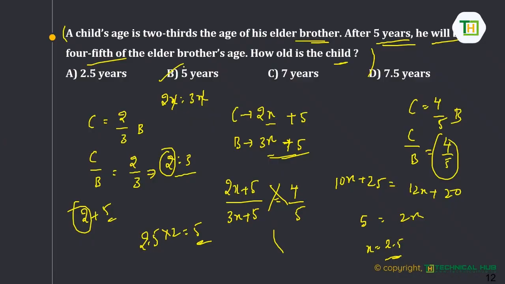Here I am not asking what the brother's age is. If I were asking what the brother's age is, yes, you could say 7.5 years. But here I am asking what is the age of the child. So the age of the child is equal to 5 years. Just moving to the next question.